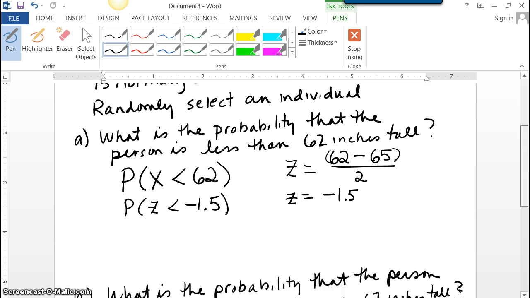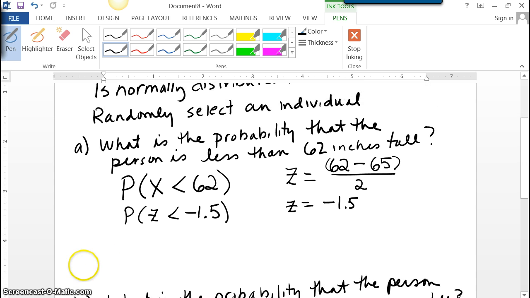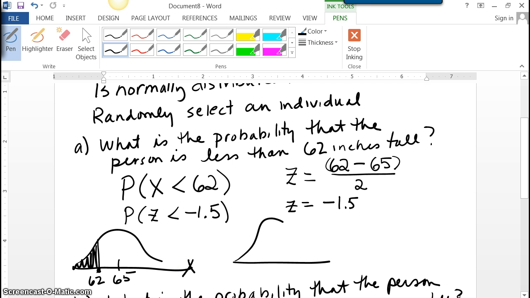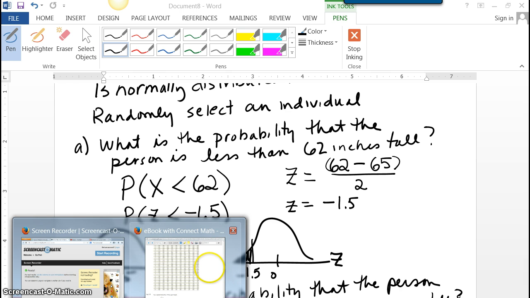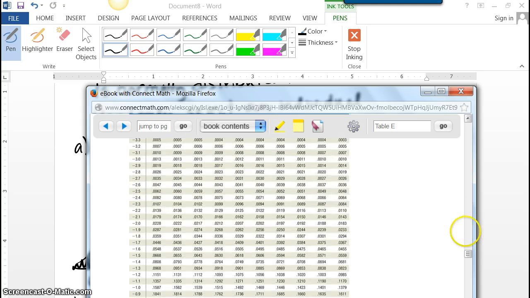So instead of answering this question, where we were trying to find the probability that the x was less than 62, we're going to answer this question. What's the probability that the z is less than a negative 1.5? Our chart, when we look up z numbers, gives us the area less than that. So we just need to go to our z chart and look up negative 1.5.